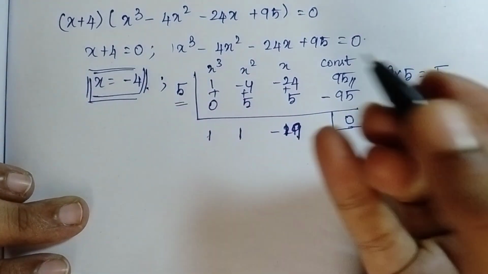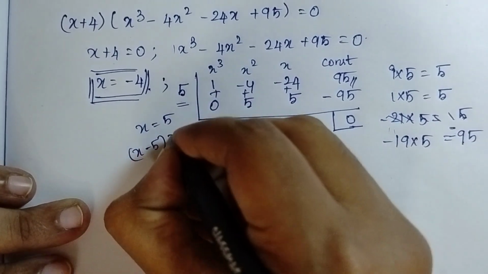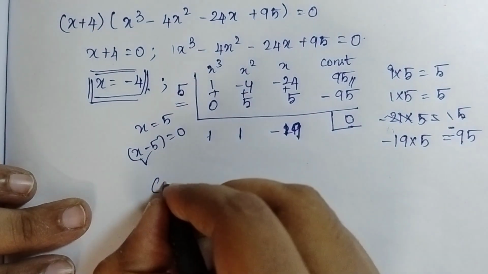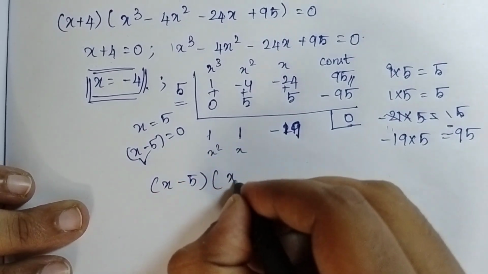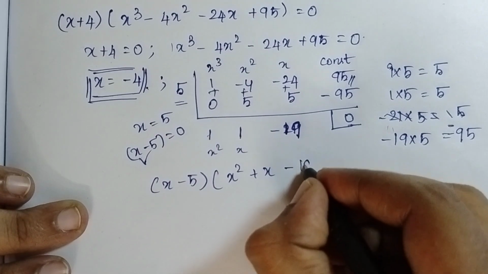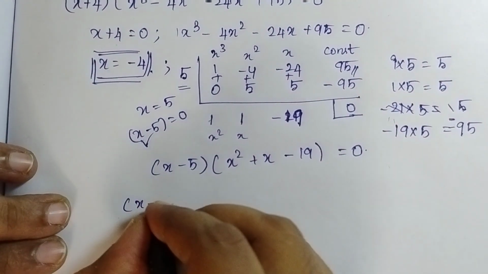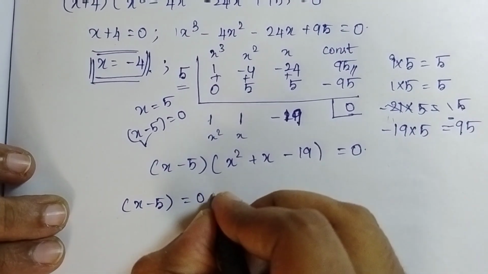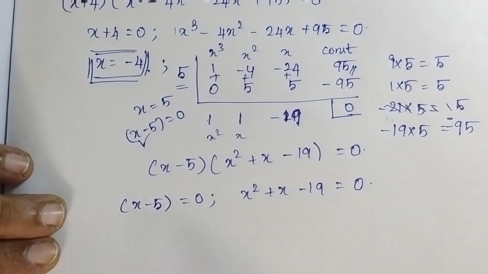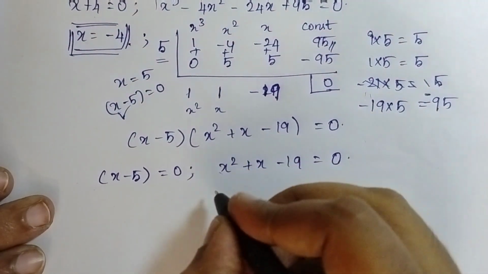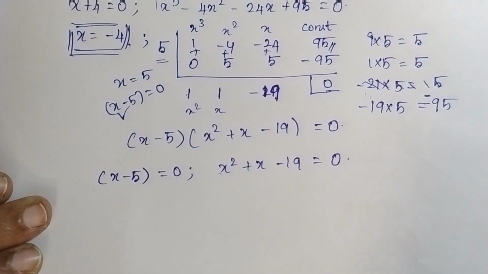Therefore x is one of the factors. So now I'm going to write x is equal to 5. Therefore x minus 5 is equal to 0. So let's take this: here x square, here x, and this constant. Therefore x square plus x minus 19 is equal to 0. So from this I can find x minus 5 is equal to 0, and from this x square plus x minus 19 is equal to 0. Now this is in the form of a quadratic equation, that also a quadratic equation. So this can be solved by the formula method.